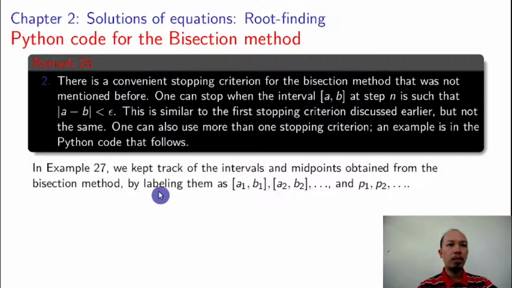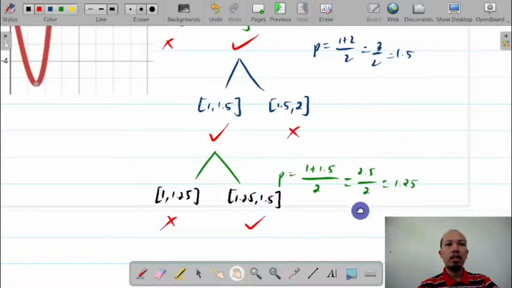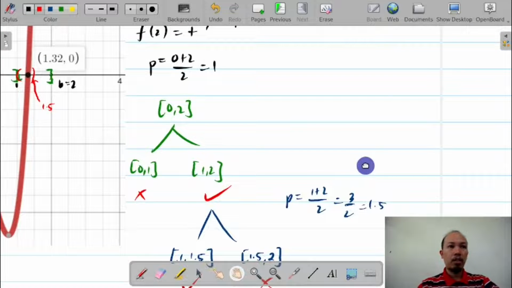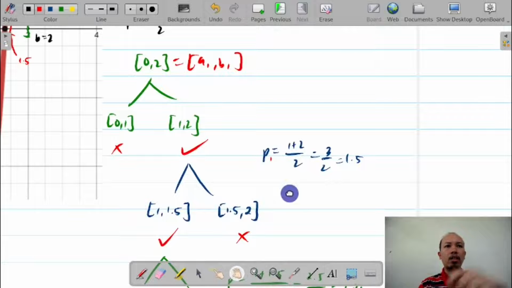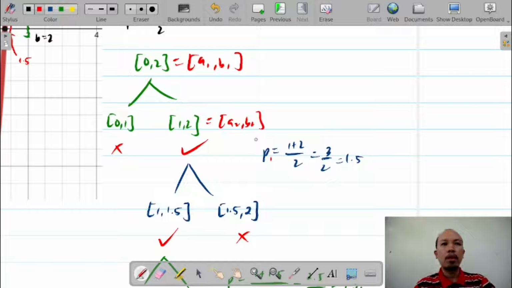Okay, so in example 27, we kept track of the intervals and midpoints obtained from the bisection by labeling these points. So this is our A sub 1, A sub 2, and we have P sub 1, P sub 2. If you recall in the open board, as you can see here, this is our A sub 1, B sub 1, and then this is our P sub 1. Okay, and then we move to this one here, this is our A sub 2, B sub 2, and I guess this is our P sub 2.